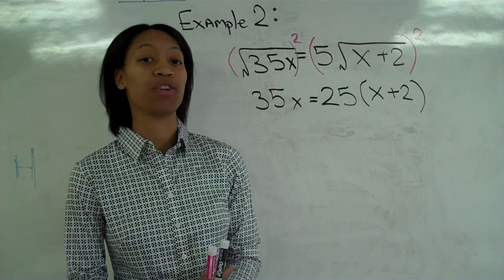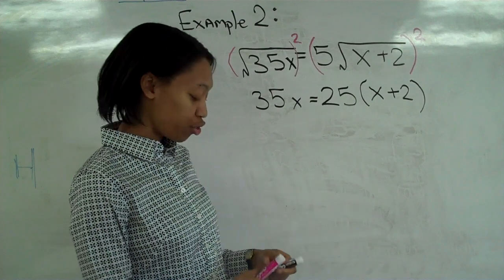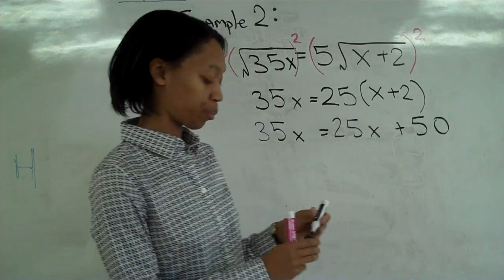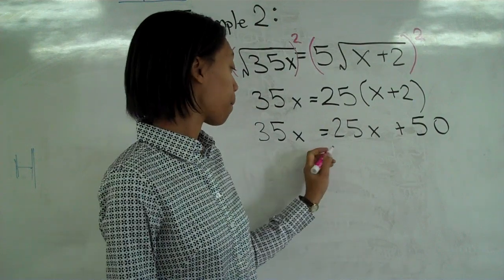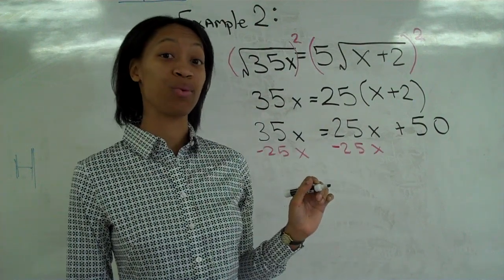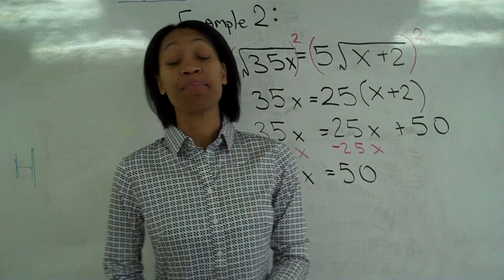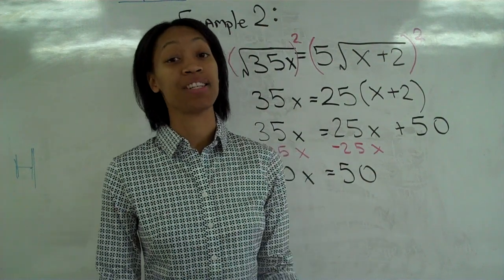Now we can just solve it like normal. So I'm going to go ahead and distribute. Subtract 25x to the other side. That gives us 10x equals 50. Dividing both sides by 10 gives us x equals 5.